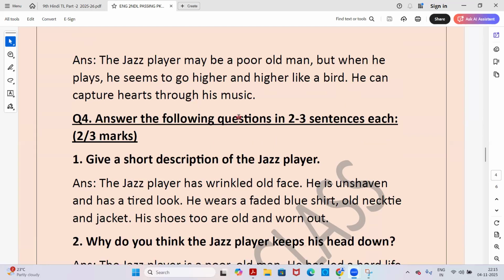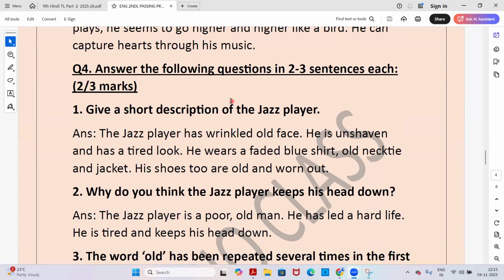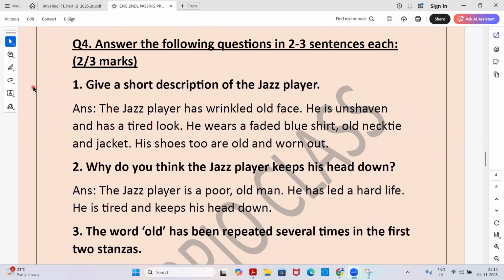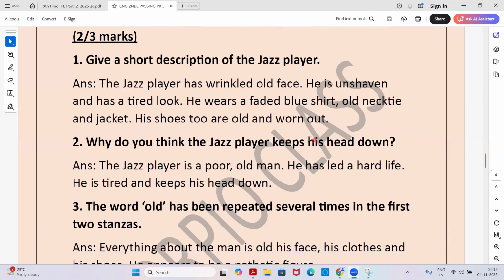Okay, so these were extract based questions. Now we move on to the answer the following questions in 2 to 3 sentences. So, first question here give a short description of the jazz player. Answer. The jazz player has wrinkled old face. He is unshaven and has a tired look. He wears a faded blue shirt, old necktie, and jacket. His shoes, too, are old and worn out.